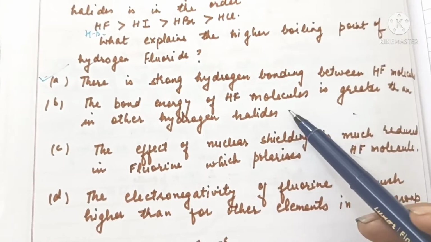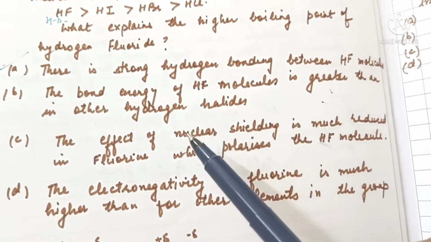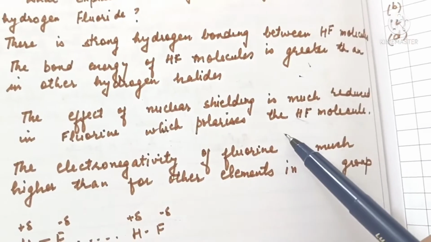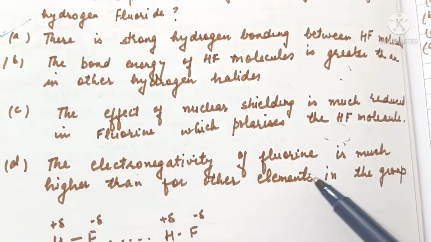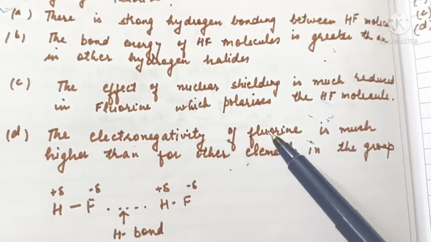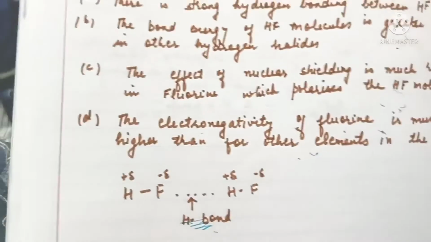The bond energy of the HF molecule is greater. That does not explain the boiling point. Effect of nuclear shielding is much reduced in fluorine, which polarizes. This also does not explain the boiling point. Electronegativity of fluorine is much higher. Electronegativity is higher, but the real reason for the higher boiling point is hydrogen bonding.